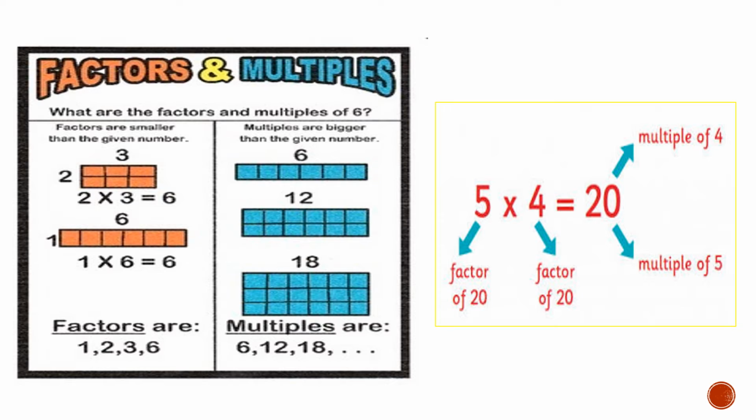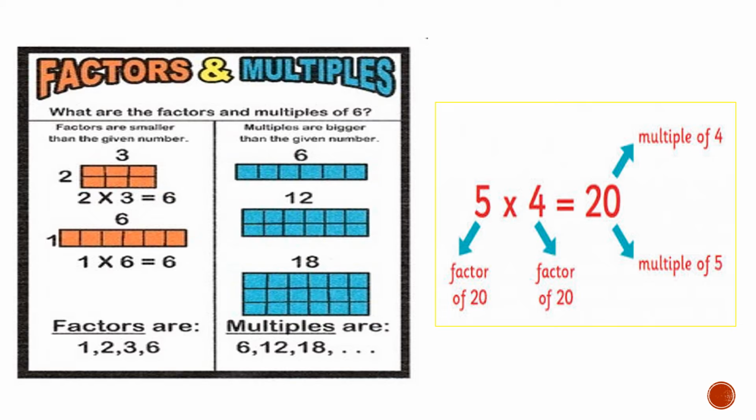Now, what are factors? You can see the image there. In the first part, you can see two rows of three blocks arranged. So you can write it as 2 into 3 equal to 6. So in total there are 6 blocks. In the second case, one row with 6 blocks is arranged. So you can write it as 1 into 6 equal to 6. So the factors are 1, 2, 3 and 6.